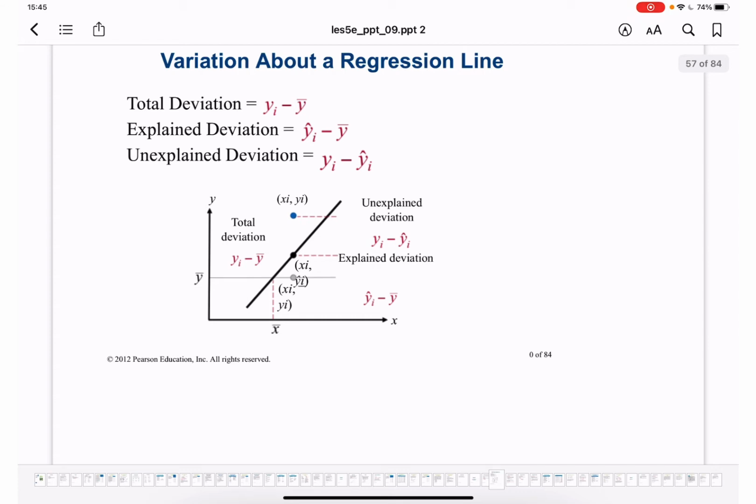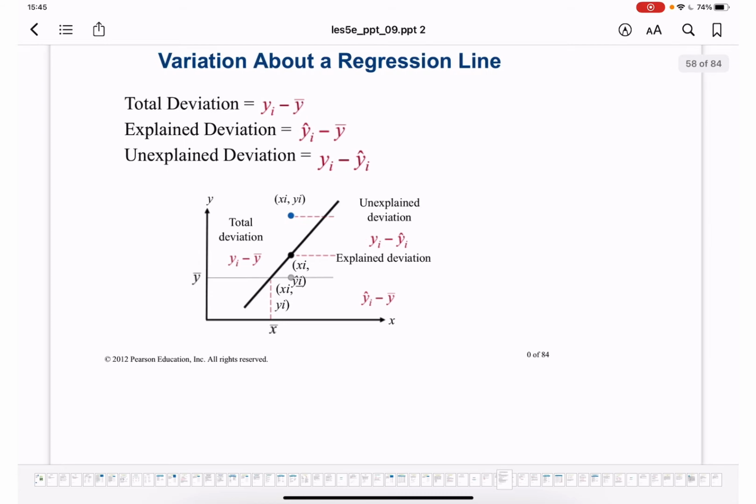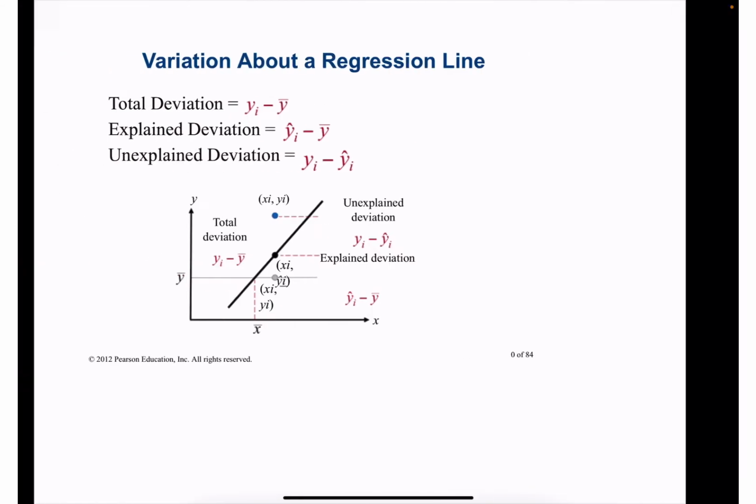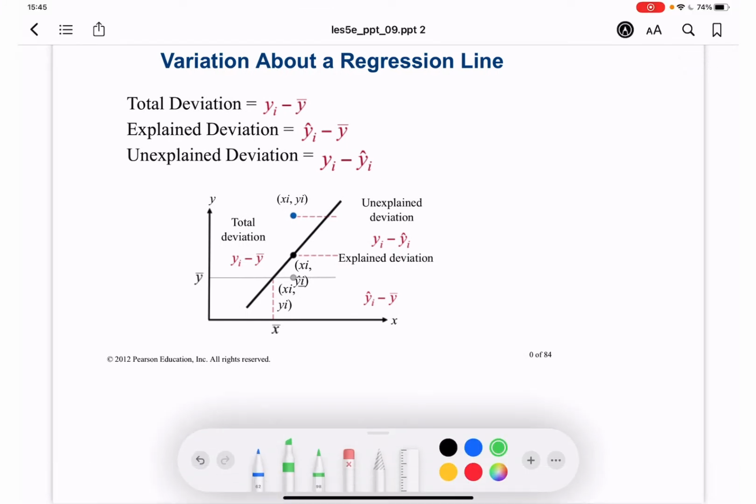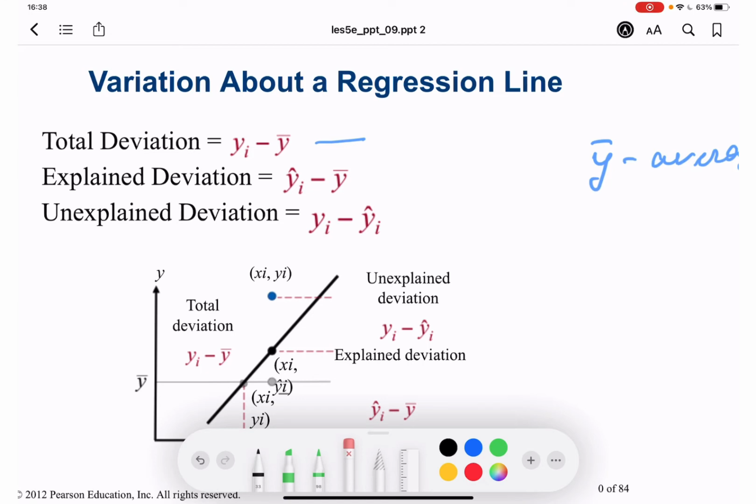Okay, we know that y bar is average, right? Okay, y is the observed value, correct? So if we subtract observed value minus average, we are getting total deviation. Okay?